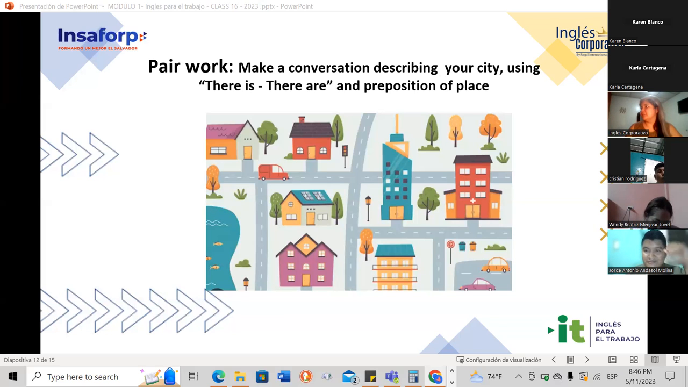Carla. Carla and Edwin. Ok. No más que nosotros lo hicimos como diálogo, teacher. Sí, es un diálogo. Es diálogo. Sí, es válido. Ok.